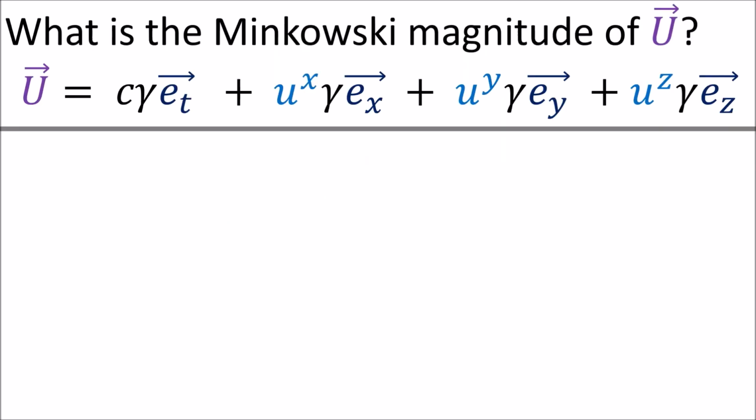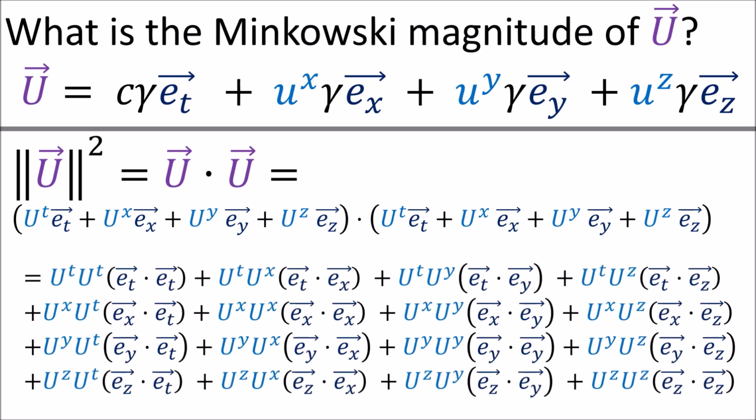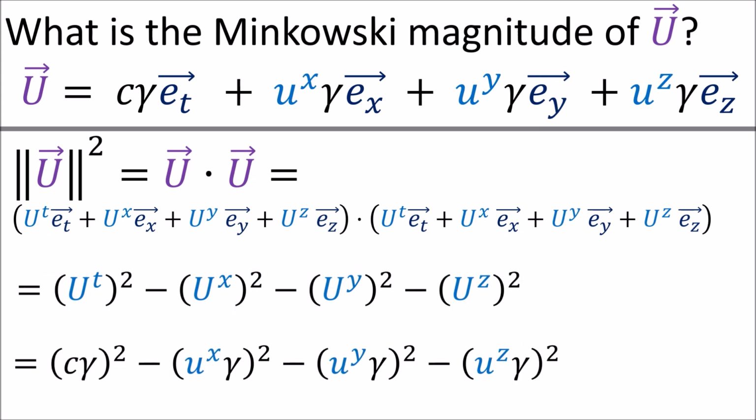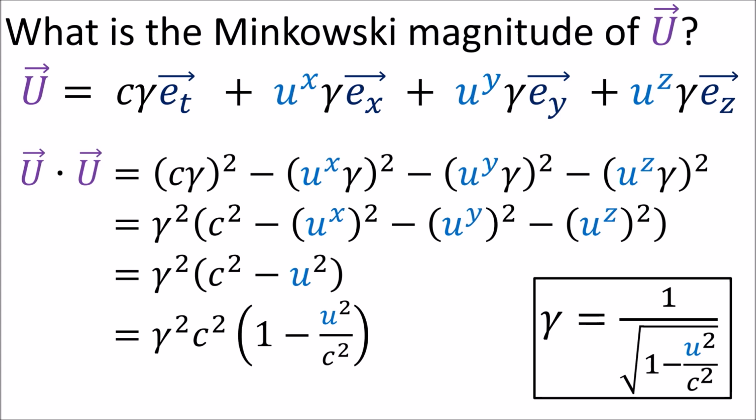If you want to go through the proof, you can pause this video, but the basic idea is to write big U dot big U in terms of a basis, then distribute the terms, calculate the dot products, sub in the formulas for the U components, factor out gamma squared, and then do some cancelling, and we get c squared. So the Minkowski length of all 4-velocity vectors is c.